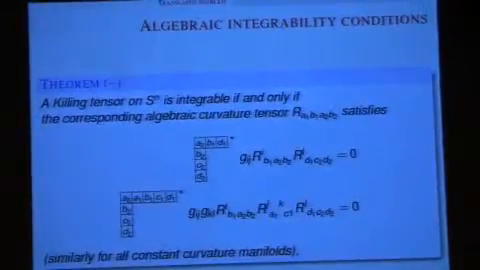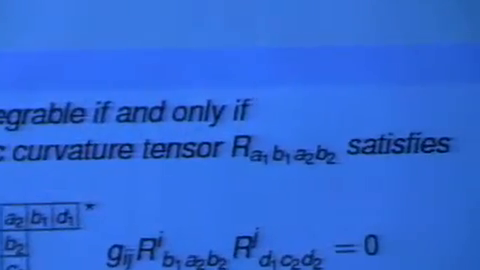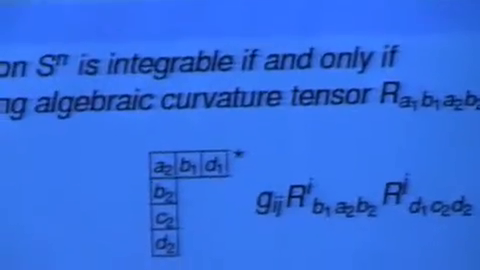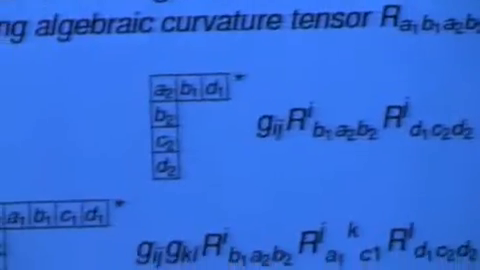satisfies 2 algebraic equations. The first one, for example, just states that a particular irreducible component of a quadratic polynomial in the algebraic curvature tensor vanishes. And similarly for the second one. And the same formula holds for arbitrary constant curvature manifolds.